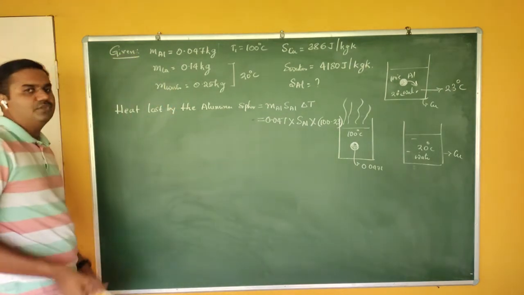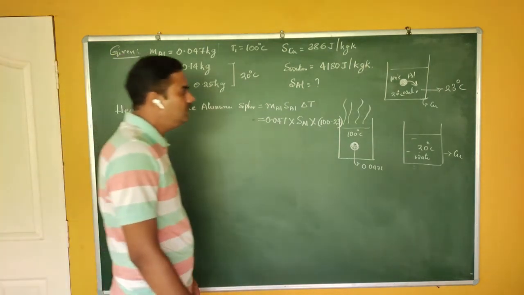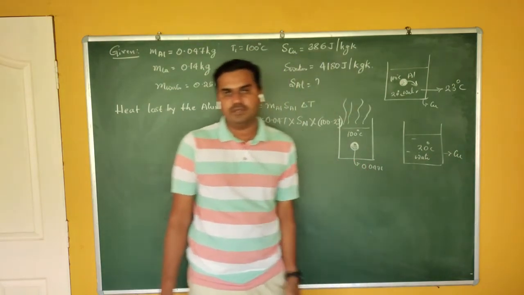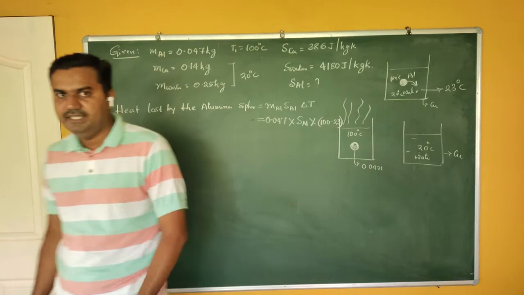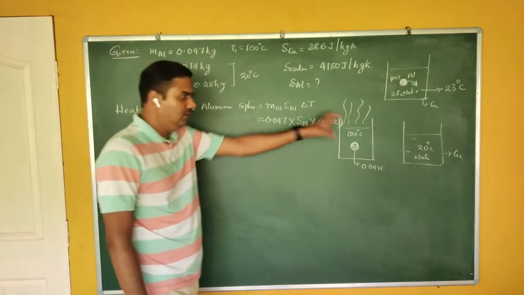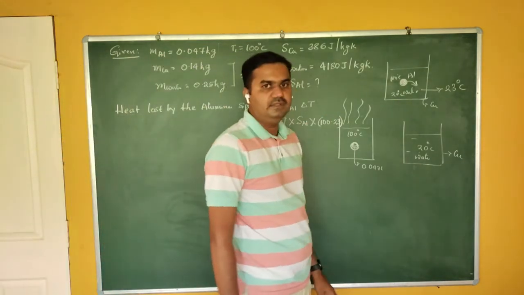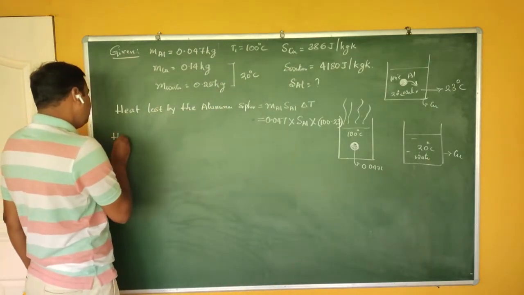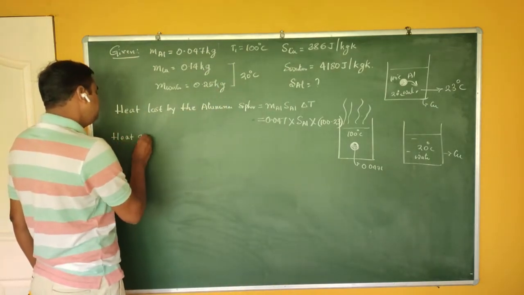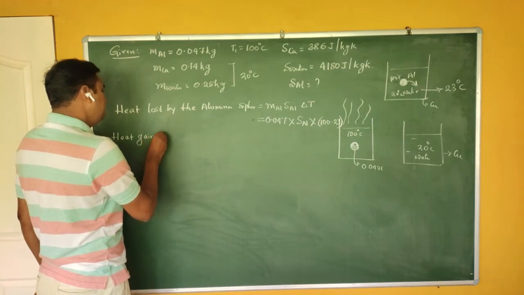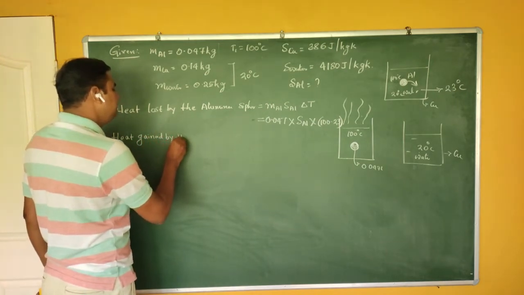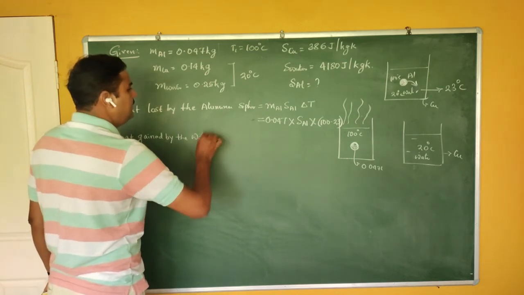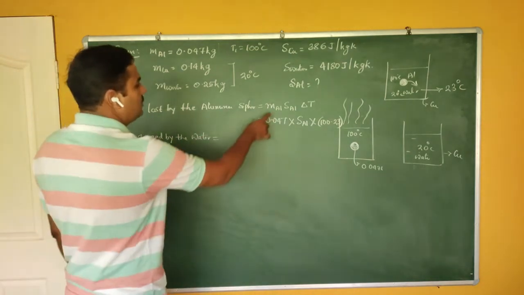Now that should be equal to the heat gained by the cold bodies. Who are the cold bodies here? Water as well as the copper, because both have a low temperature. Therefore, they absorb this amount of heat. So I have to calculate the heat gained by the water.